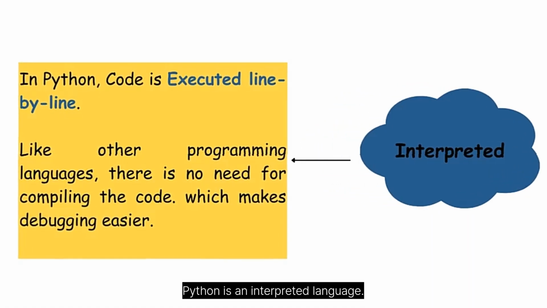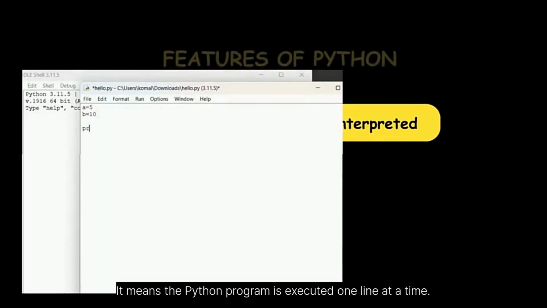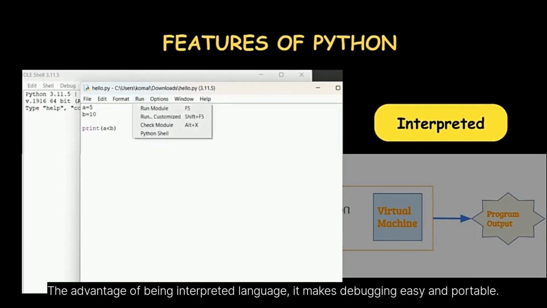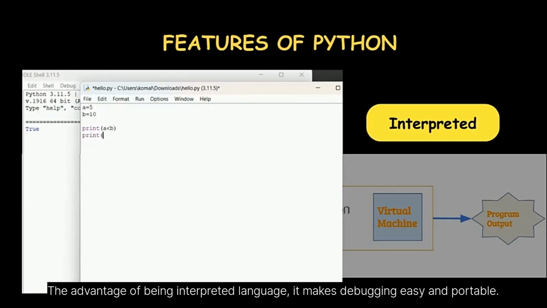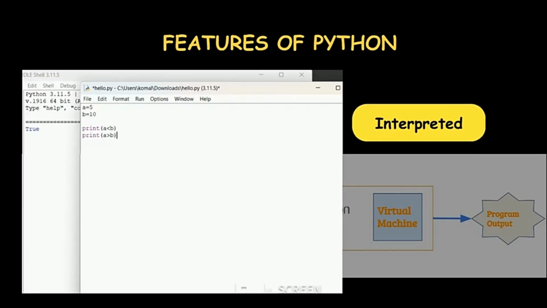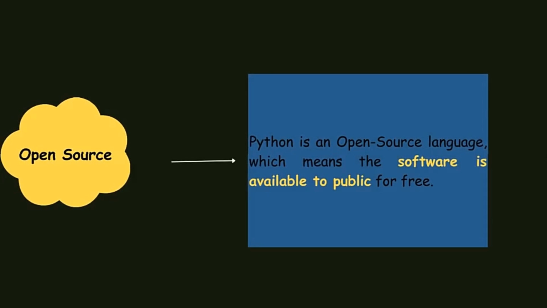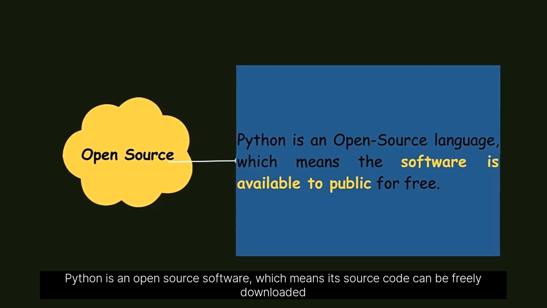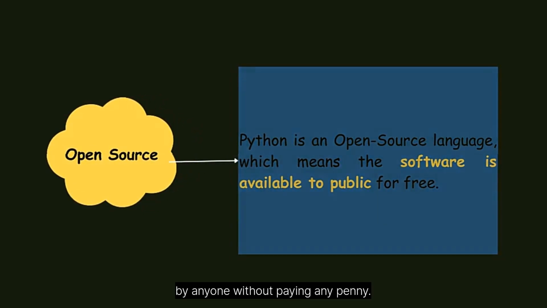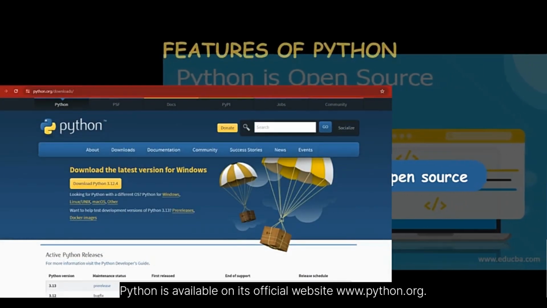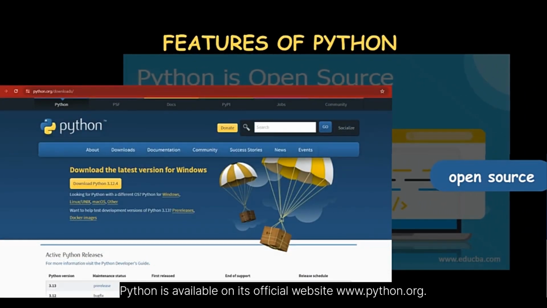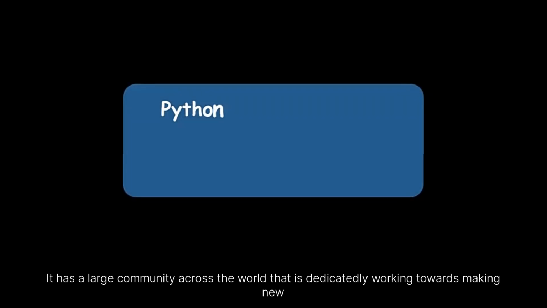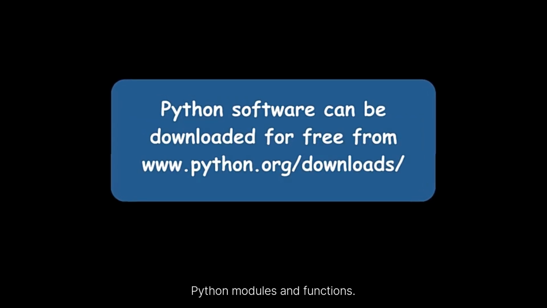Interpreted. Python is an interpreted language. It means the Python program is executed one line at a time. The advantage of being an interpreted language is that it makes debugging easy and portable. Open source. Python is open source software, which means its source code can be freely downloaded by anyone without paying any penny. Python is available on its official website, www.python.org. It has a large community across the world that is dedicatedly working towards making new Python modules and functions.